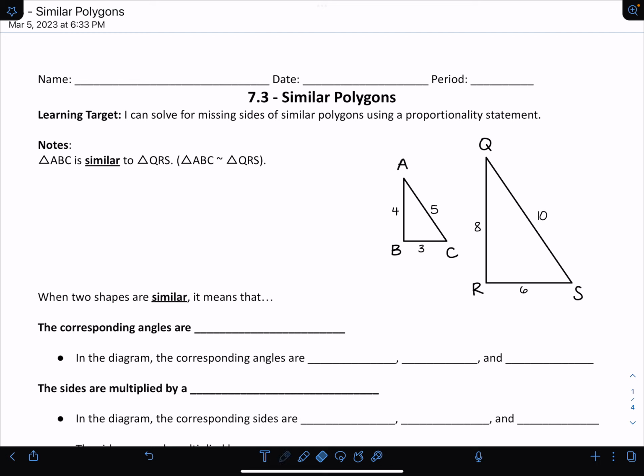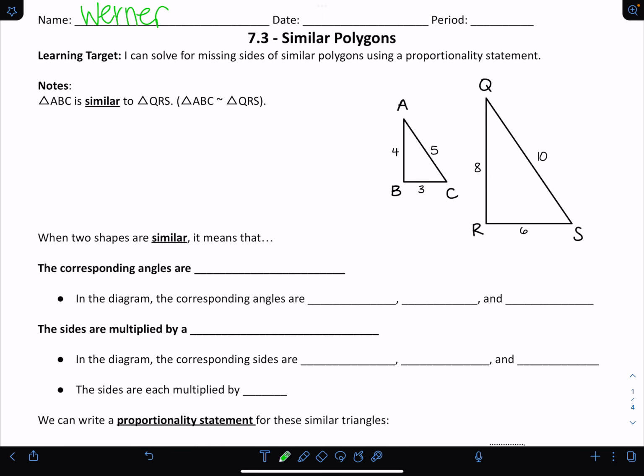So, oops, that's an eraser. Put my name up here at the top. All right, learning target: I can solve for missing sides of similar polygons using a proportionality statement. So let's figure out what similar means to start with. We know that polygons are shapes with straight sides. So what the heck does similar mean?